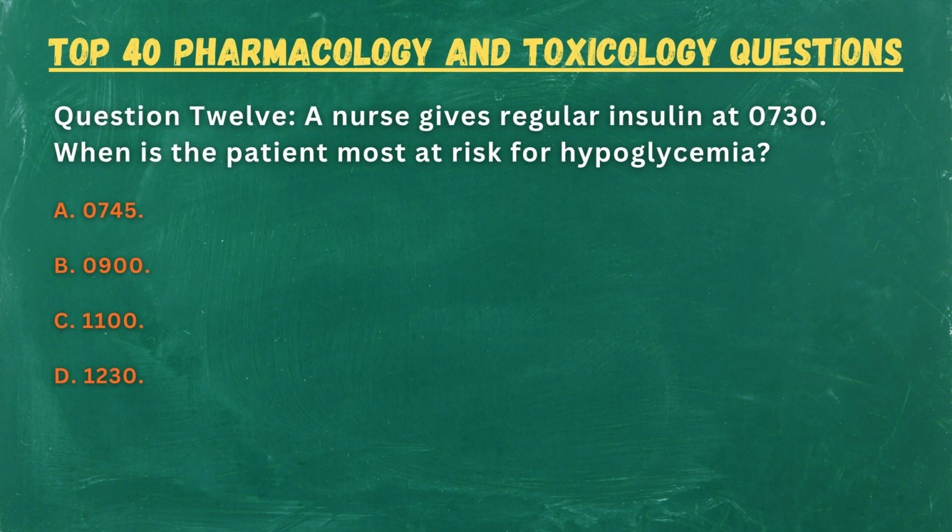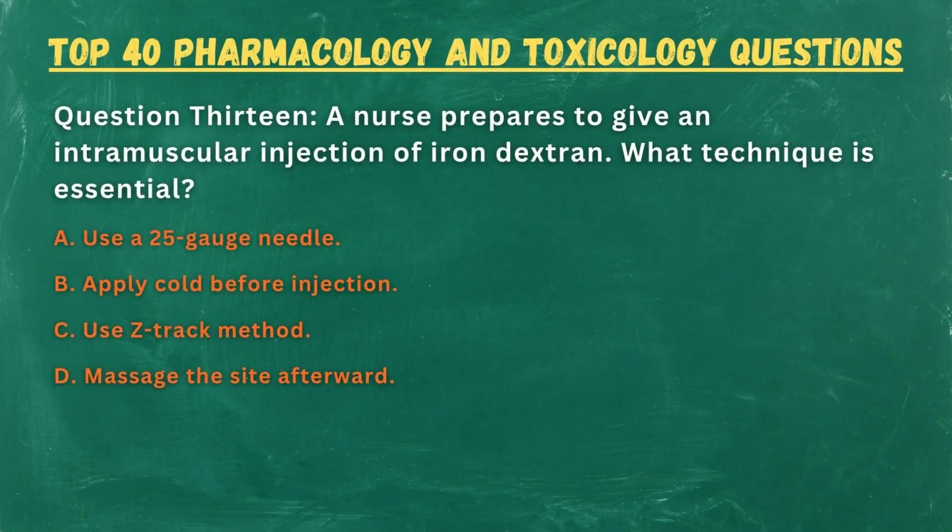Question 12. A nurse gives regular insulin at 0730. When is the patient most at risk for hypoglycemia? A. 0745. B. 0900. C. 1100. D. 1230. Answer. B. 0900.